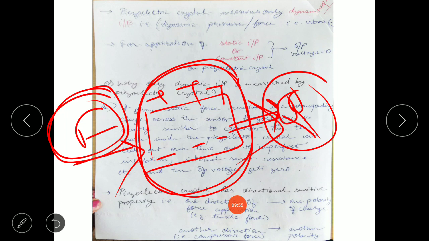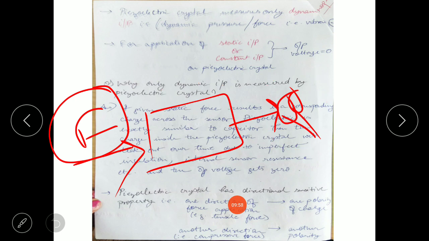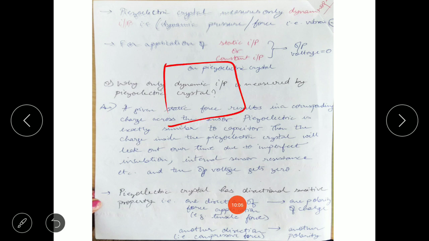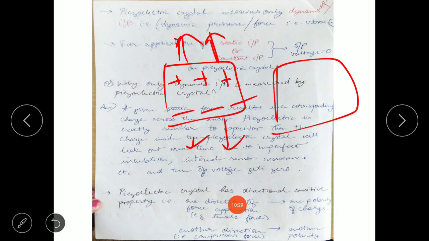Now, another property of the piezoelectric crystal is that it has directional sensitive property. Directional sensitive property means if you are applying tensile force to the piezoelectric crystal, charge will get generated, obviously. Suppose the charge is getting generated with this polarity. But if you are applying compressive force to the same piezoelectric crystal, charge will get generated with opposite polarity.